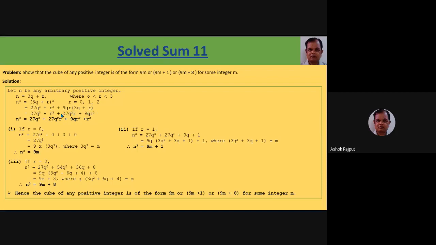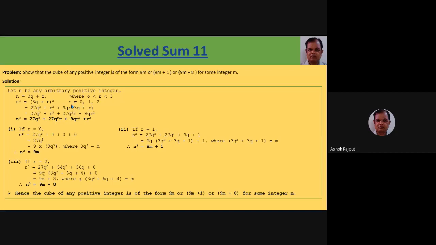When we break the bracket, it is 9 × 3 is 27q²r. Then 9 × 1 is 9qr². After that we will arrange this in this form: n³ = 27q³ + 27q²r + 9qr² + r³.